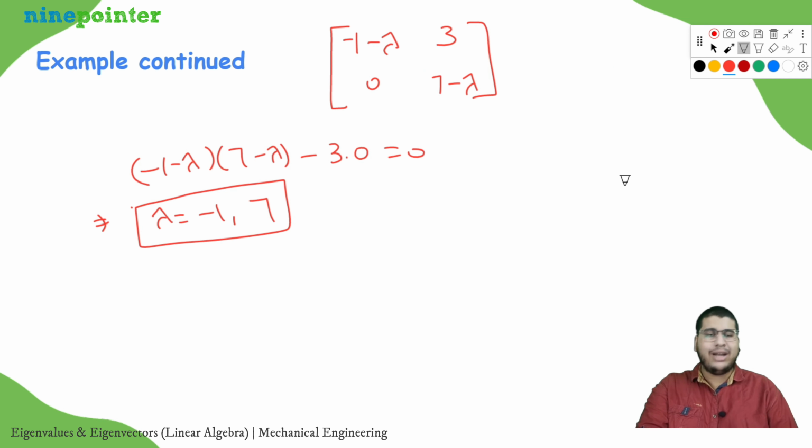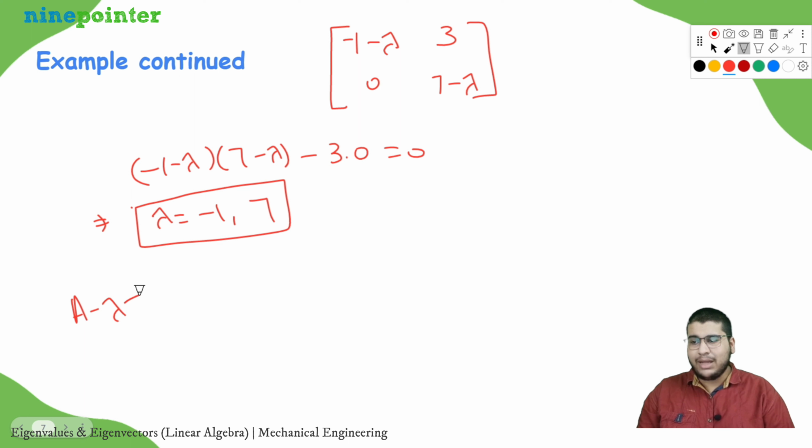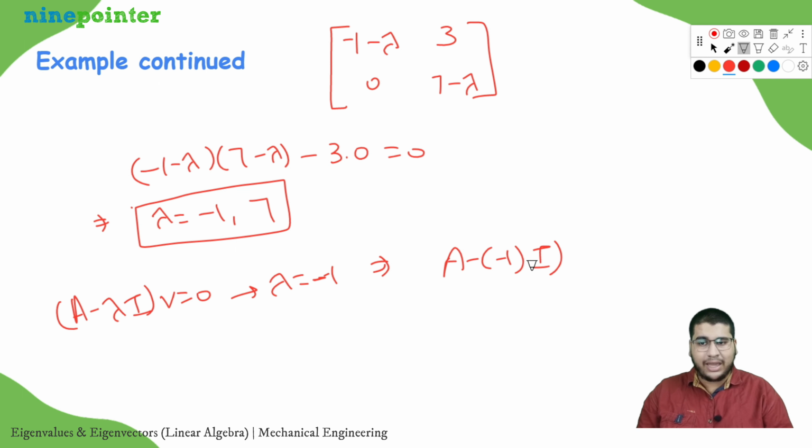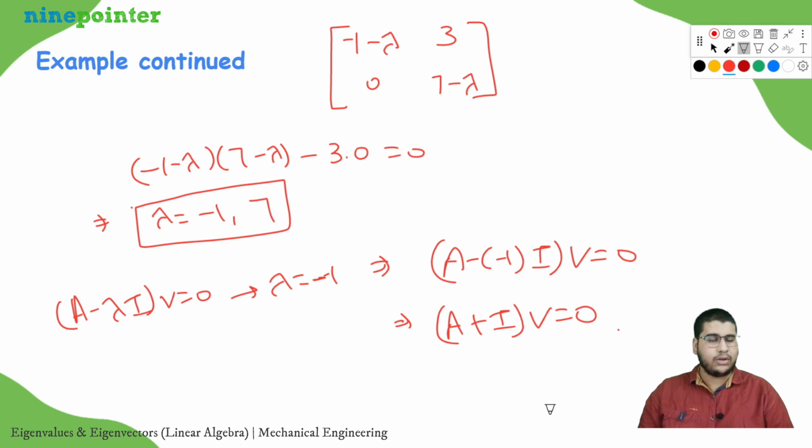Alright. Now let's say I want to find the eigenvector corresponding to lambda equal to minus 1. All I have to do is A minus lambda I times v equal to 0. Now I'll just put lambda equal to minus 1 over here. This will give me A minus minus 1 times I times v equal to 0. So this will in turn give me A plus I times v equal to 0. All I have to do is solve the system of equations. So let's do that.